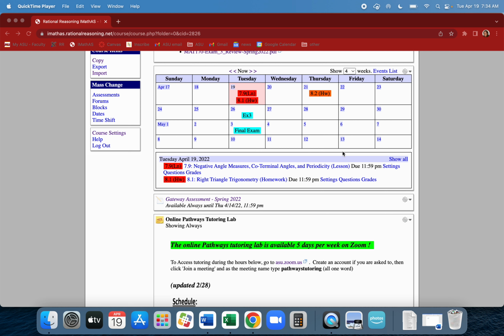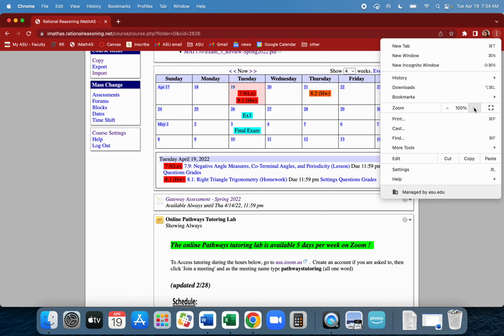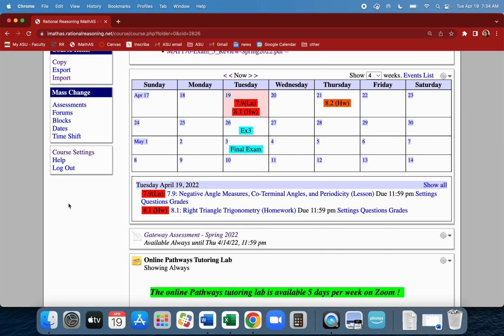Like I said, you'll see the 7.9 lesson is up there. I'm still working on getting the homework edited because it's kind of a mess. They made it much more confusing sounding than it needed to be, so I have to edit a bit of it.